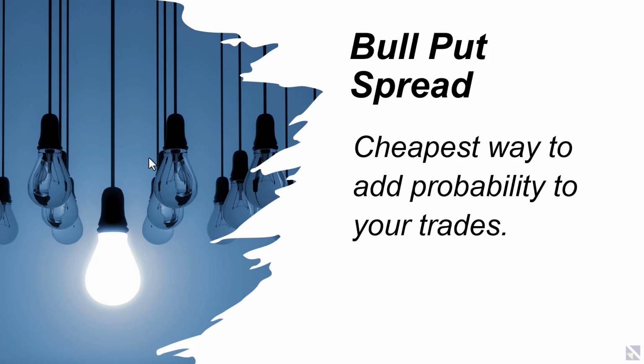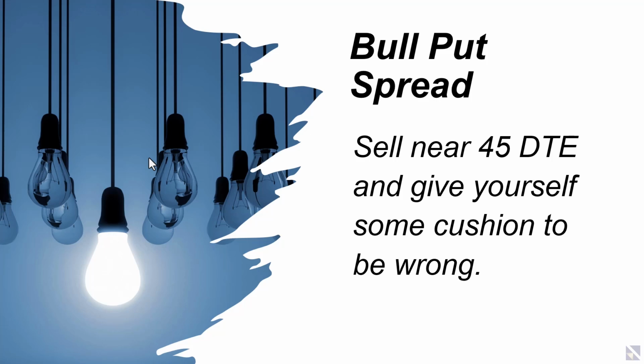And this, quite frankly, is the cheapest way to add probability to your trades. Because of the limited amount of money that you're going to be putting out, it also has one of the best rates of return. Now, again, I'm giving you some general guidance here. We're going to try to sell an option near 45 days to expiration, giving yourself some cushion to be wrong. Let's take a look at this.